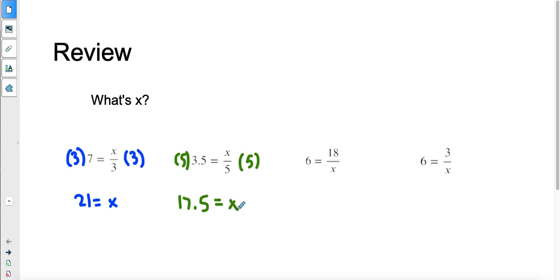Next, we have 6 is equal to 18 divided by some number. Well, in this case, we know 18 divided by 3 is equal to 6, right? So x here has to be equal to 3.